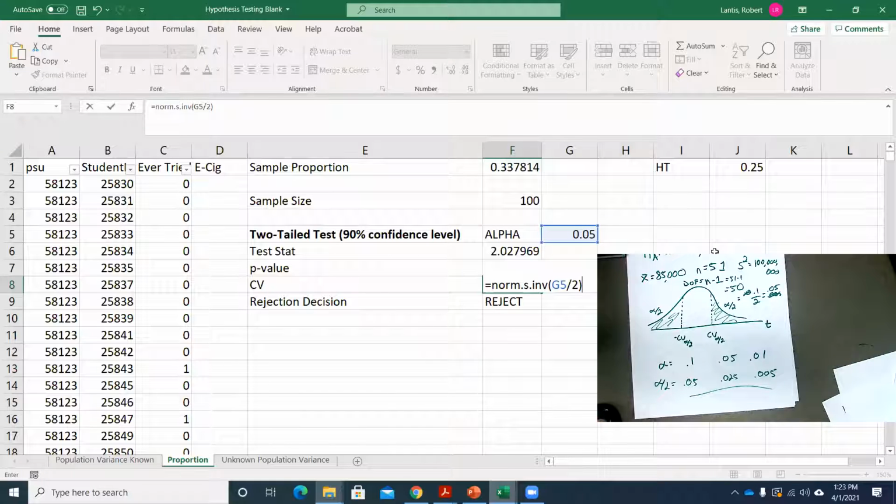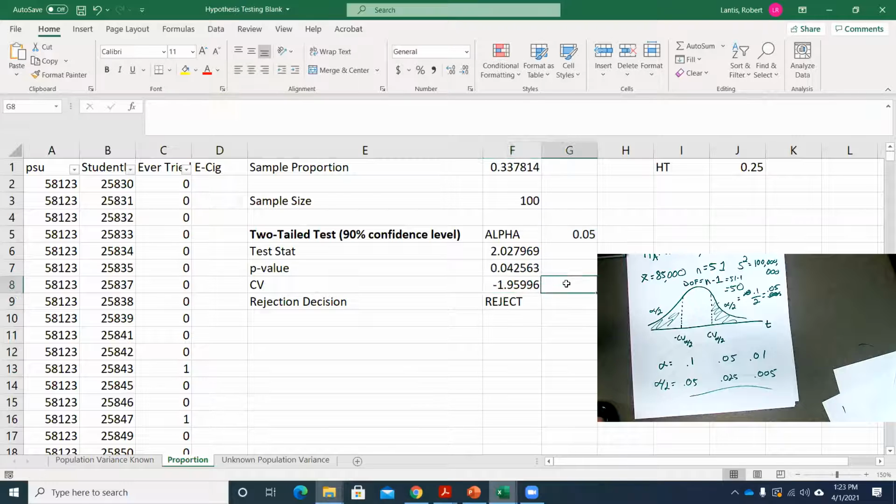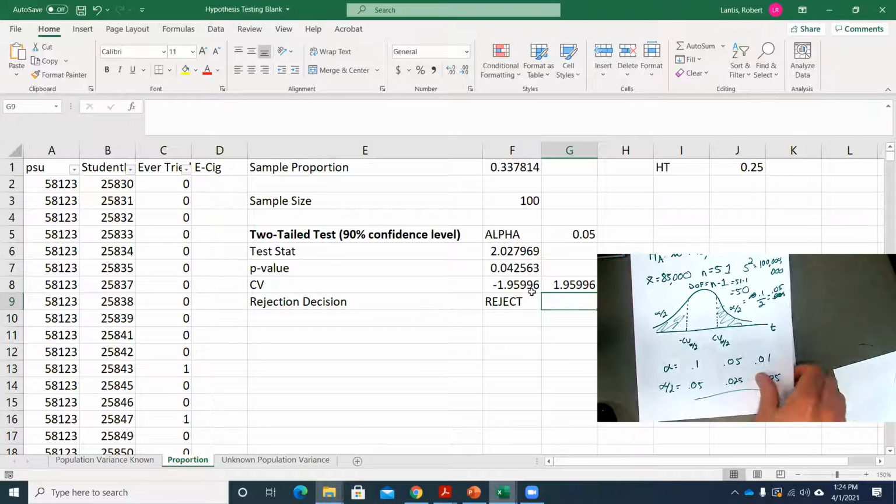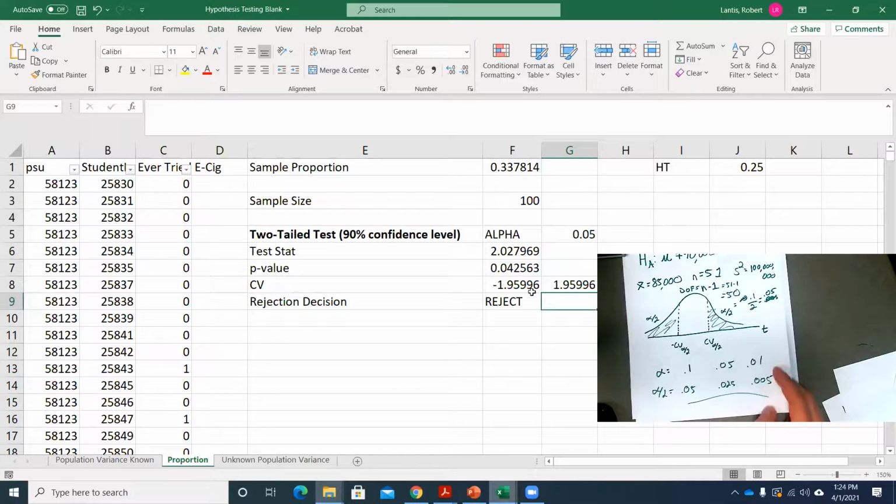Now for a two-tailed test, I have pairs of critical values. This is going to give me the negative. The way I like to see this in Excel, you can indicate this by inserting a symbol, making sure that it shows positive and negative 1.95996. Or I can just take the absolute value right next to it to show that I have two critical values here.